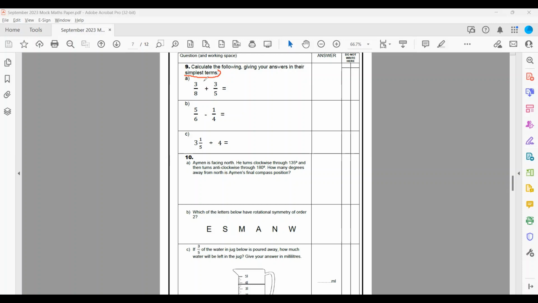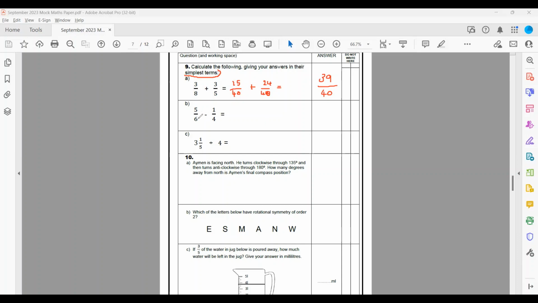Now, to add fractions, they need to have the same denominator, and 8 and 5 will both go into 40. So we can create two new fractions over 40. And to go from 8 to 40, I've times by 5. Whatever I do to the bottom, I must do the same to the top. 3 times 5 is 15. To go from 5 to 40, I've times by 8. 3 times 8 is 24. And when we add those together, we come up with our answer, 39 over 40. That can't be simplified.